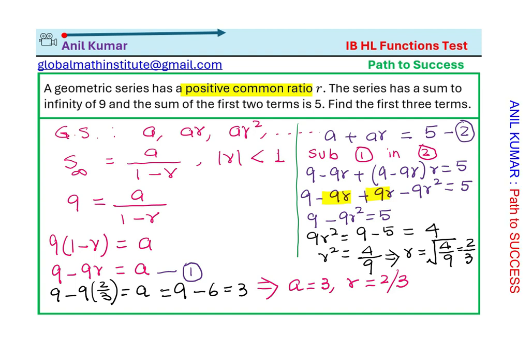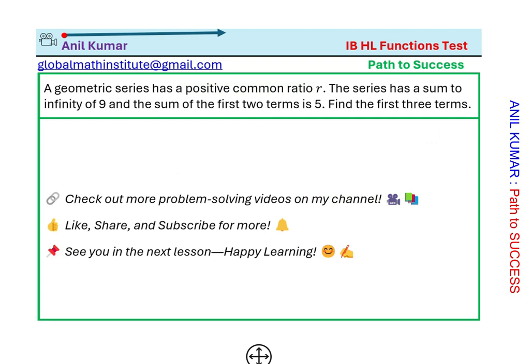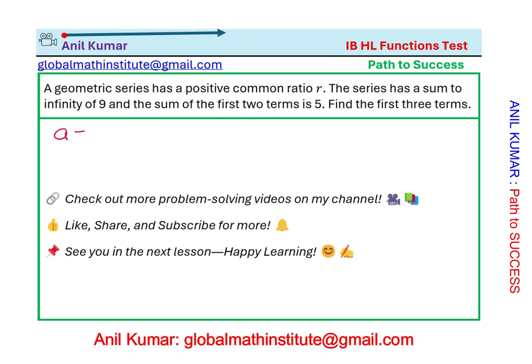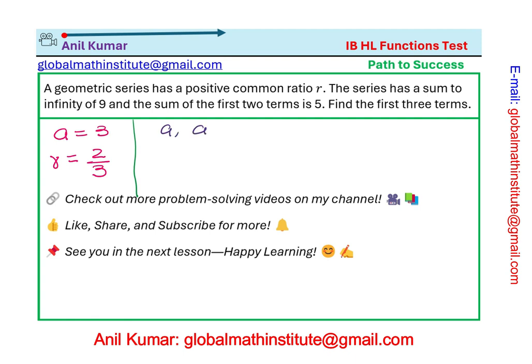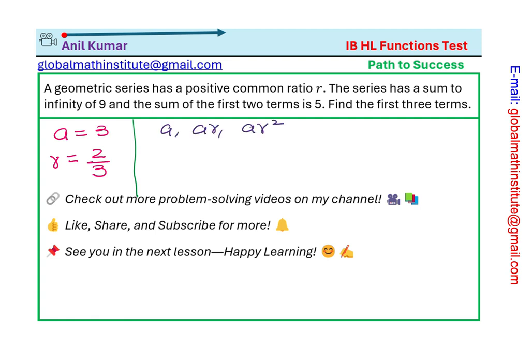Now let's move on to the second part, to find the first three terms. As we saw there, a is equal to 3, r is equal to 2 by 3. Now we can write down the terms. So the terms are a, ar, and ar square. That's what it is. A is 3. Multiplying 3 with 2 by 3, and multiplying 3 with 2 by 3 square gives us the terms.